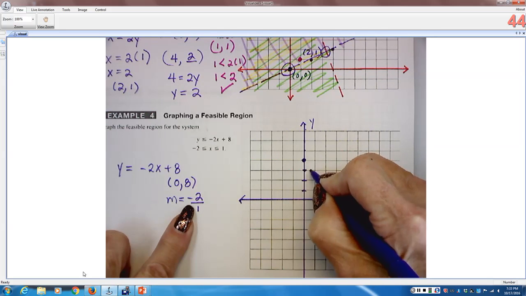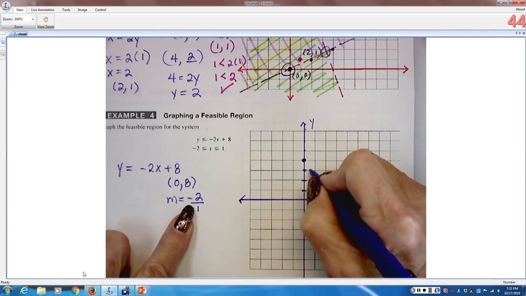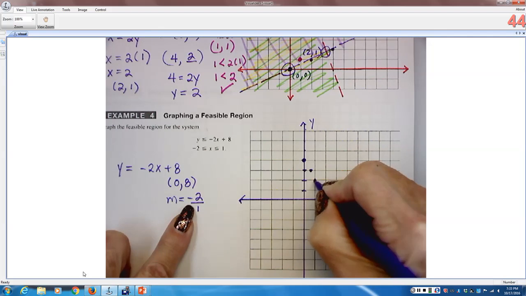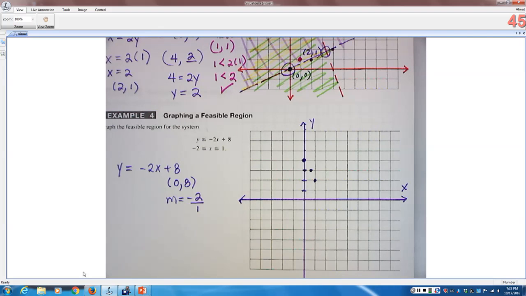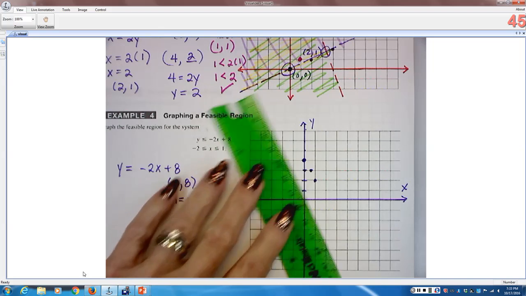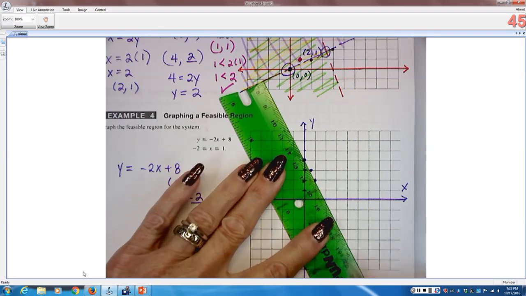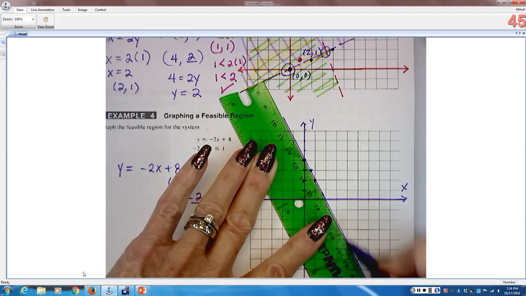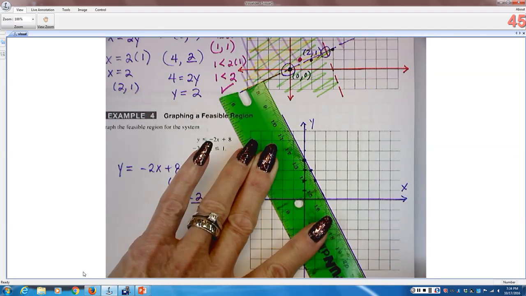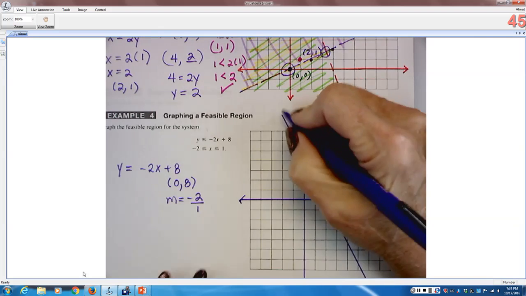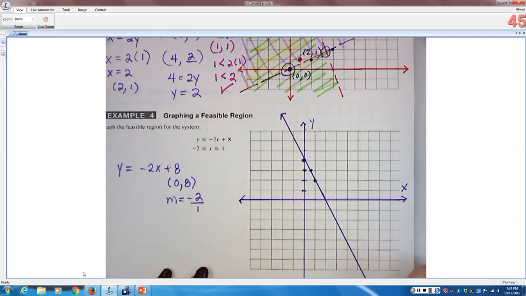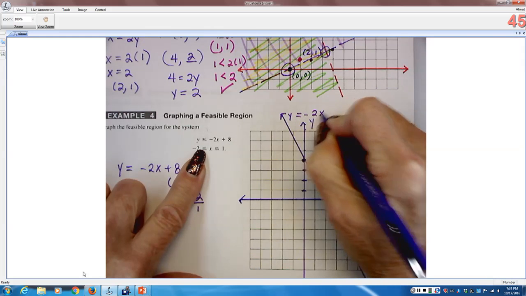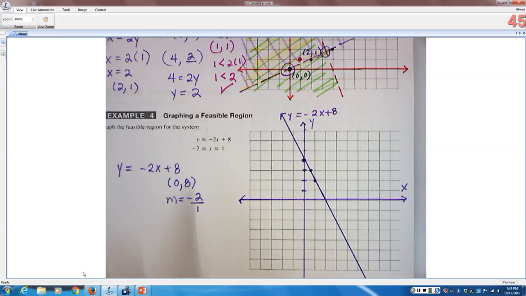And then right 1 would give me this point right here. And then if I go down 2 more and right 1, that would give me that point. So everything does line up. And this is equal to or less than, so I can make this line solid. So this is the line y equals negative 2x plus 8.